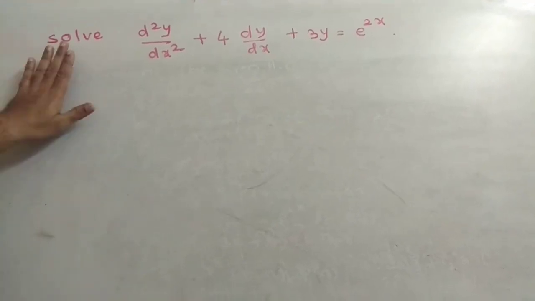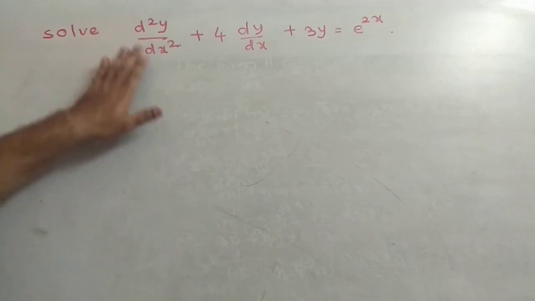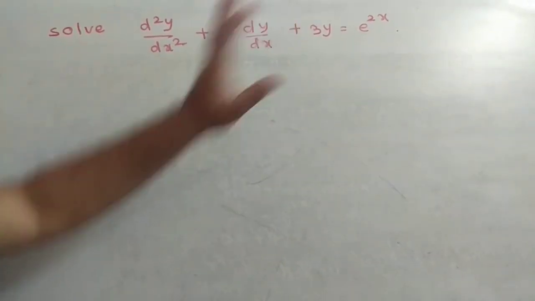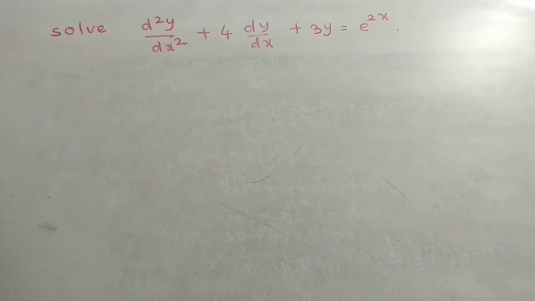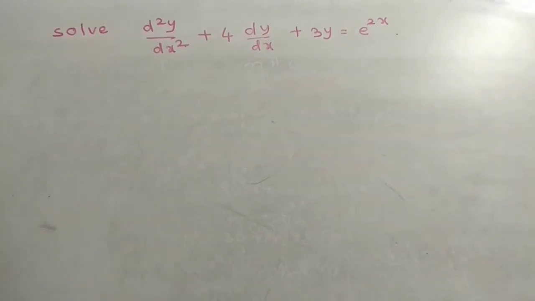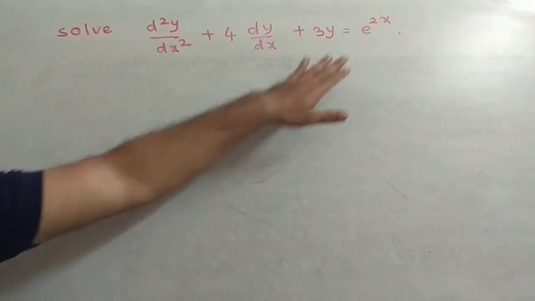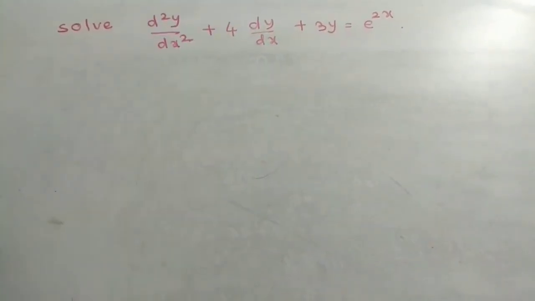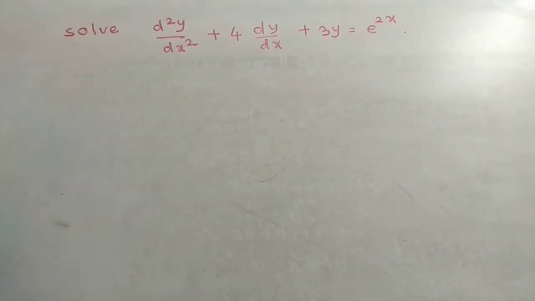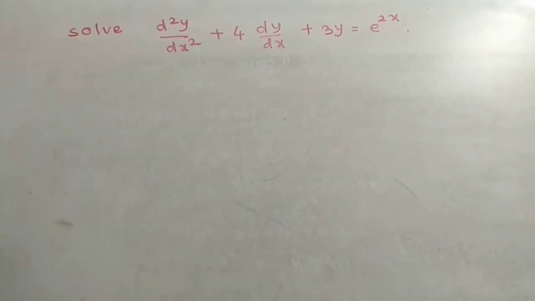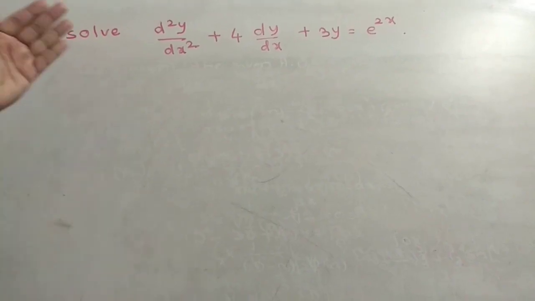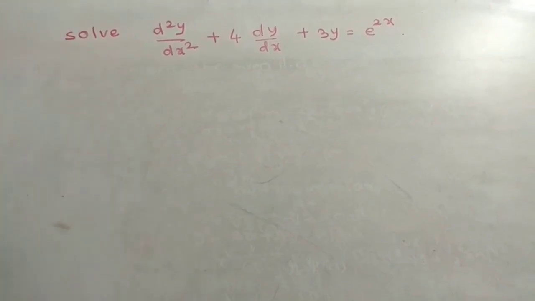Now let us have a problem. Solve d square y by dx square plus 4 dy by dx plus 3y equal to e power 2x. Look at this problem. This is a higher order ordinary differential equation. Here the right side looks like e power ax. If it were equal to 0, you would calculate only yc. Since the right side is in the form of e power ax, you first apply your procedure, which should be represented in the symbolic form.